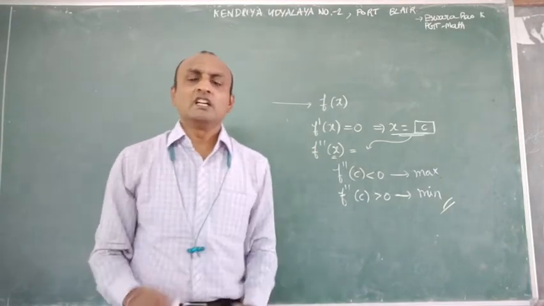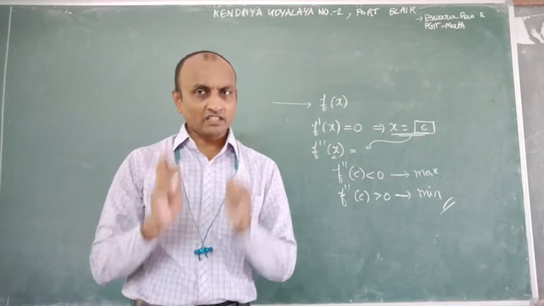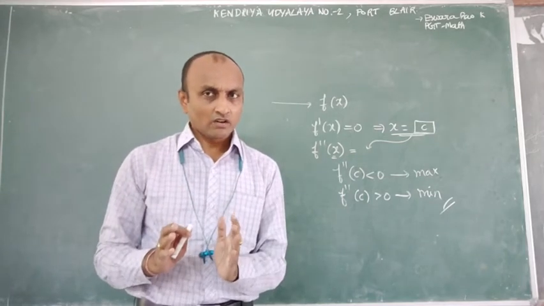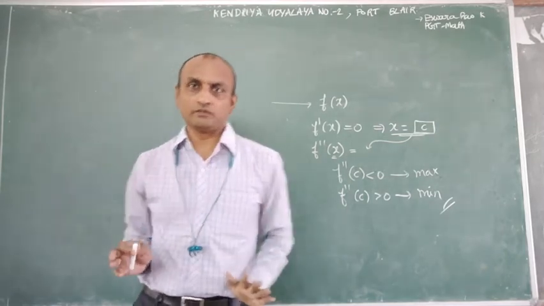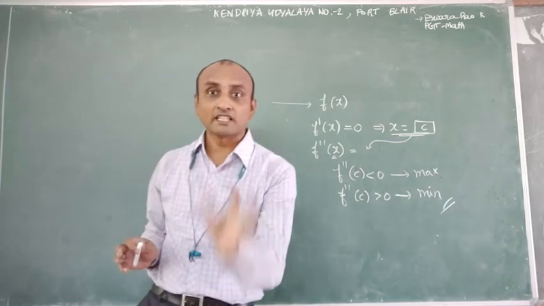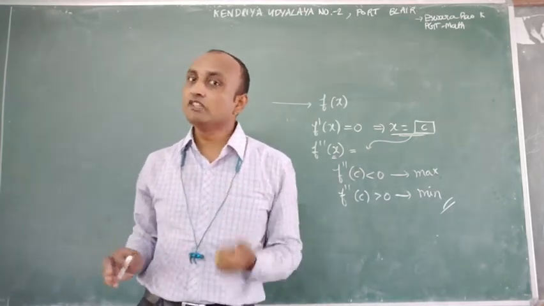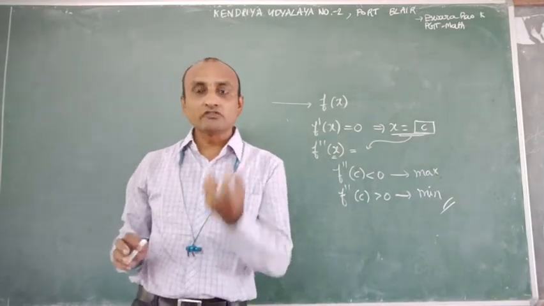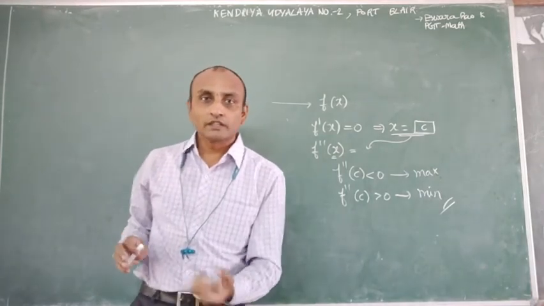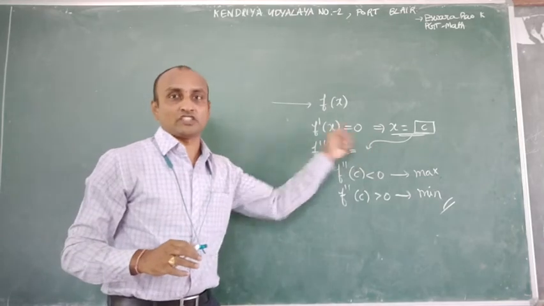Very first thing, try to express the given quantity, which is to be maximized or minimized, in terms of only one variable. That is also what we call a function in one variable. After expressing in one variable, differentiate it and equate it to 0. First derivative test.